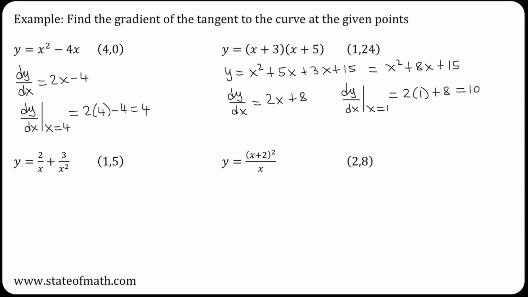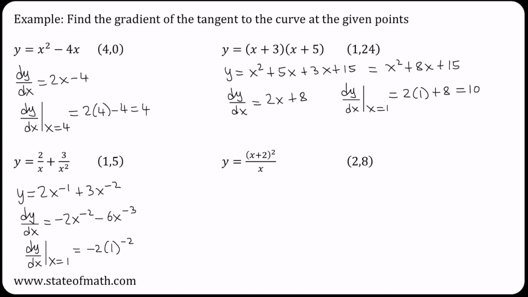Y is 2 over x plus 3 over x squared. As always, in these cases, I will start by writing my expression in index form. So it's going to be 2x to the minus 1 plus 3x to the negative 2. I get the power down, deduct 1 from the power to get dy/dx to be minus 2x to the minus 2 minus 6x to the minus 3. And then I substitute x with 1. So when x is 1, we have negative 2 times 1 to the negative 2 minus 6 times 1 to the negative 3, and this gives an answer of negative 8.